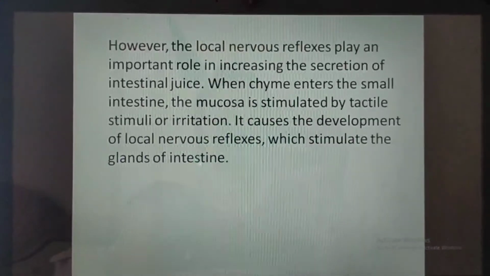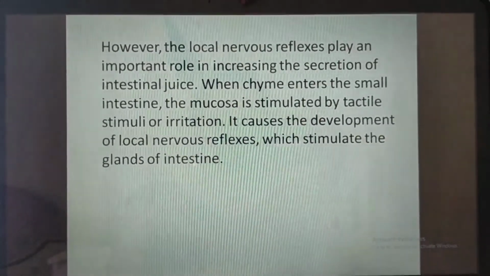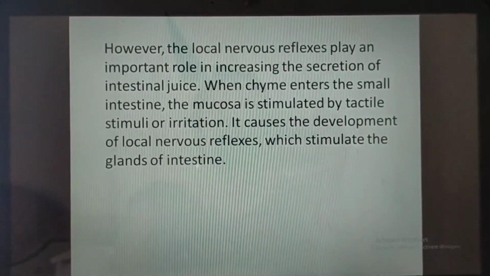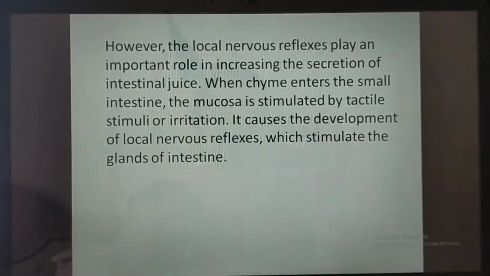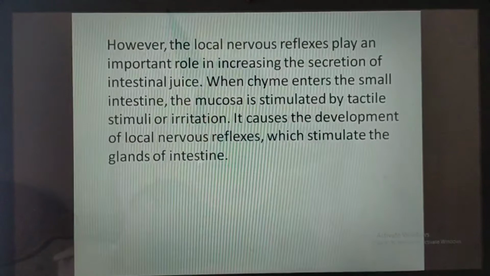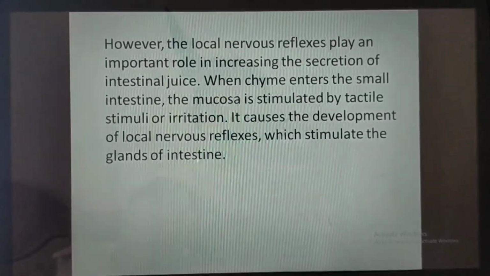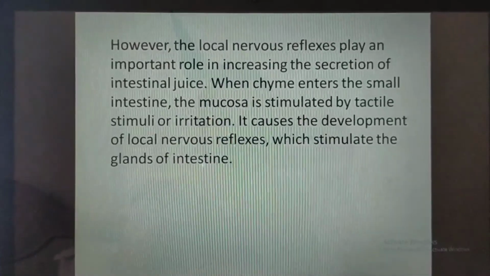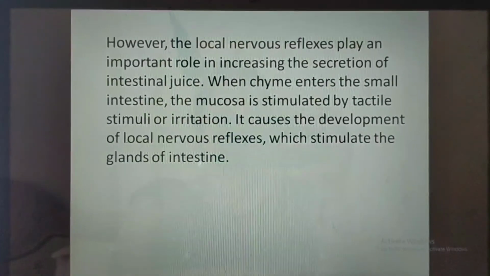So this was about small intestine. Generally in exam there are questions regarding the properties and composition of succus entericus, the functions of that, and the functions of small intestine. So let me know if you are having any query. Thank you.